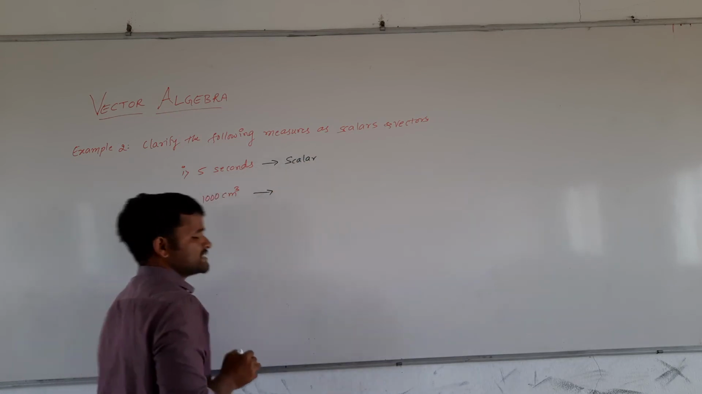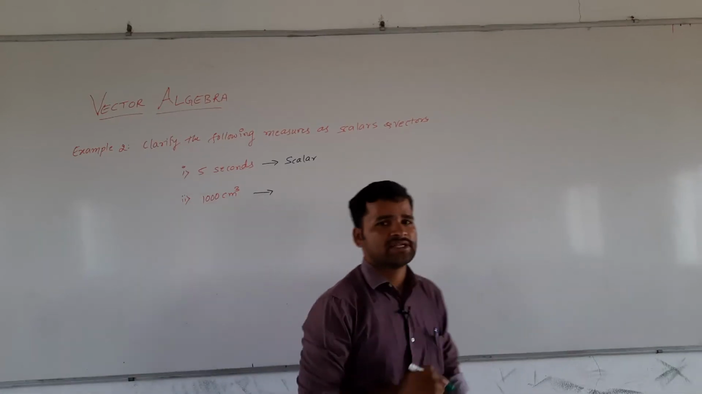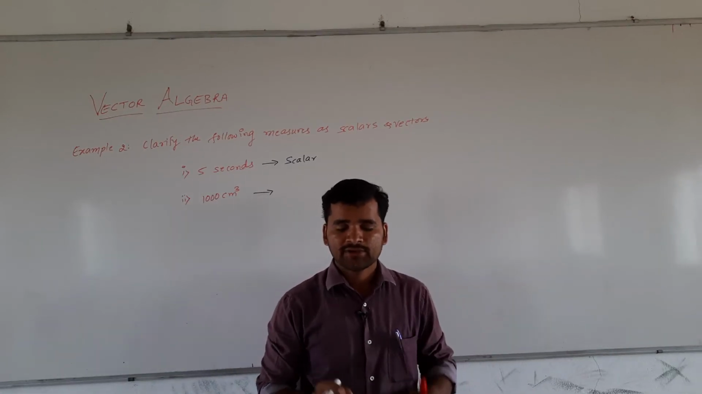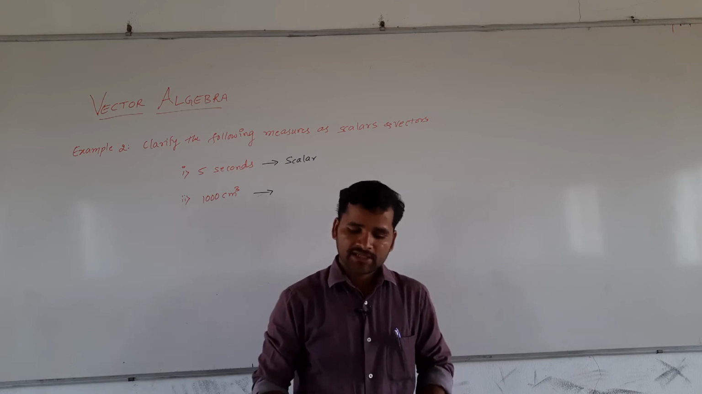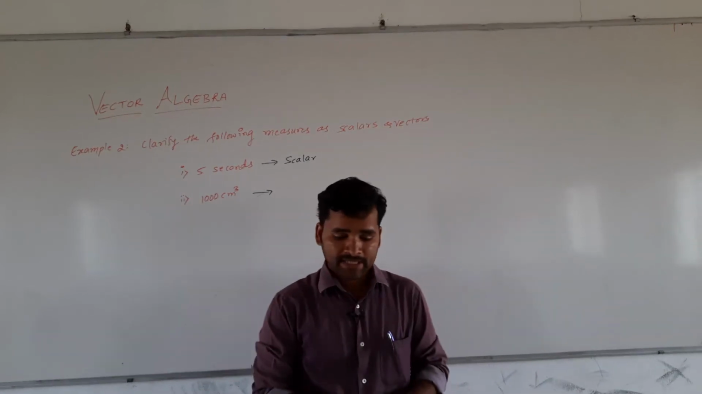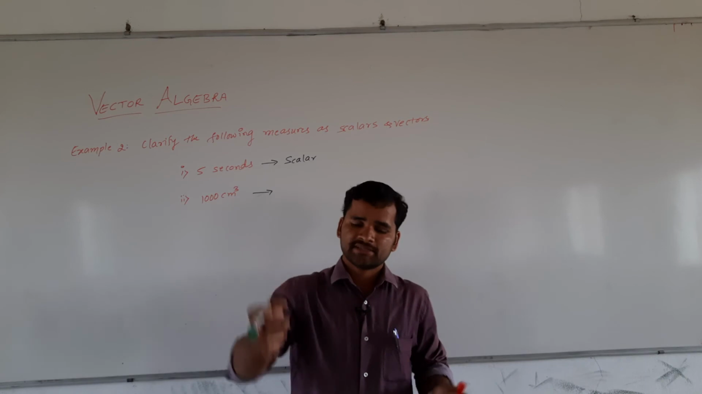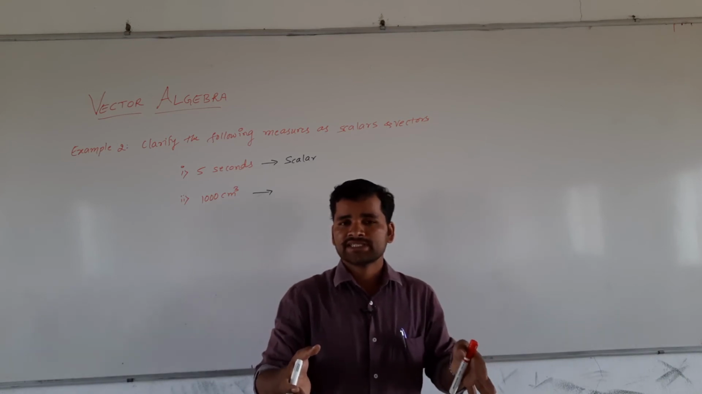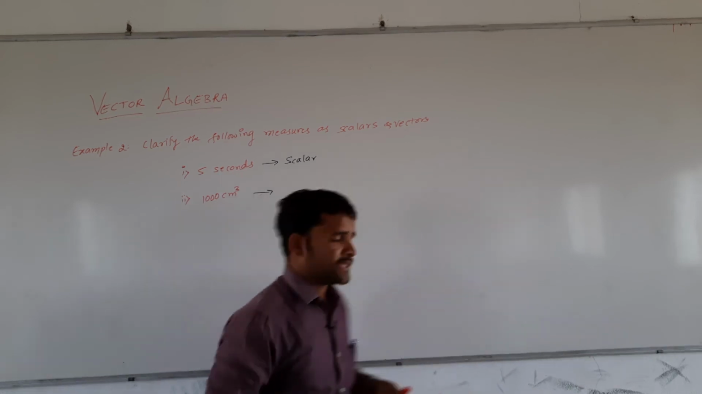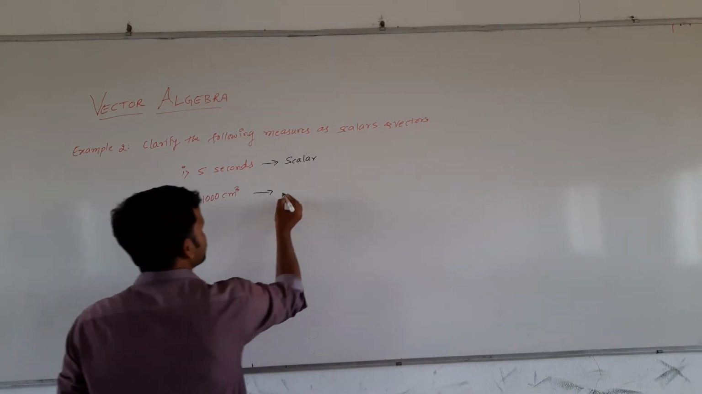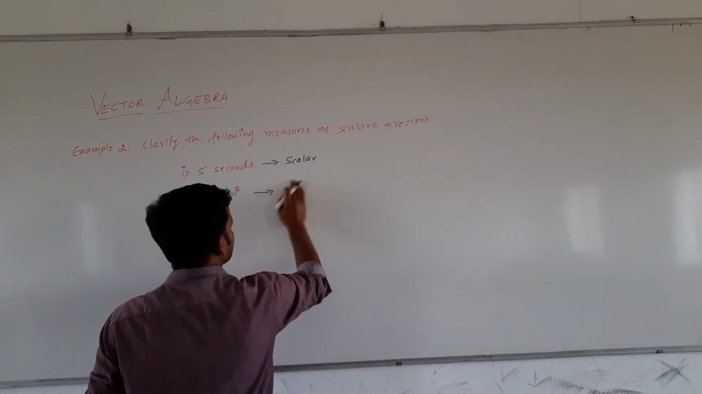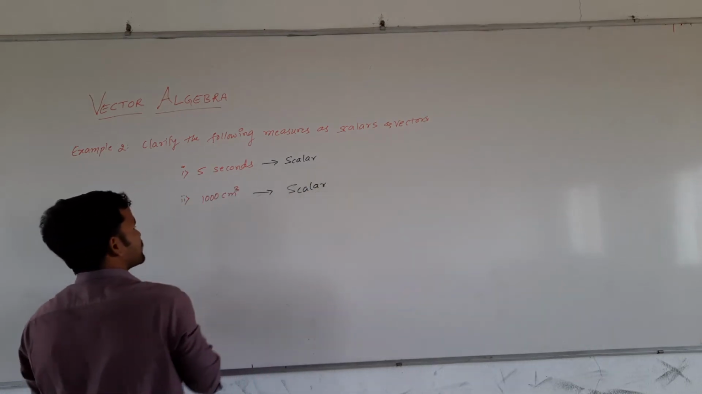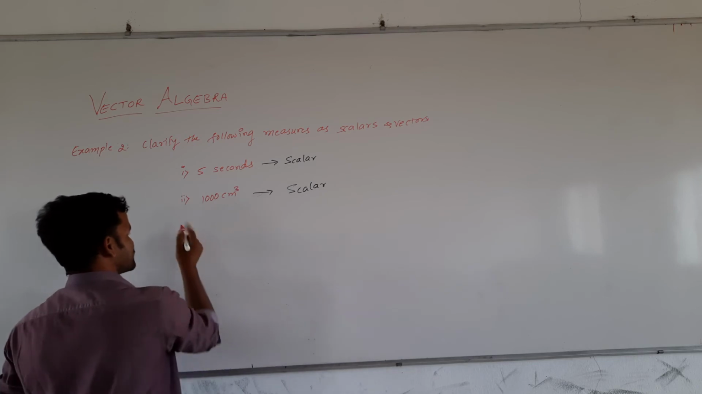What about the 1000 centimeter cube? 1000 centimeter cube is volume. One box is there, 10 centimeter into 10 centimeter into 10 centimeter. That box is what we call 1000 centimeter cube volume. So, 1000 centimeter cube is a scalar again. There is no direction for this.